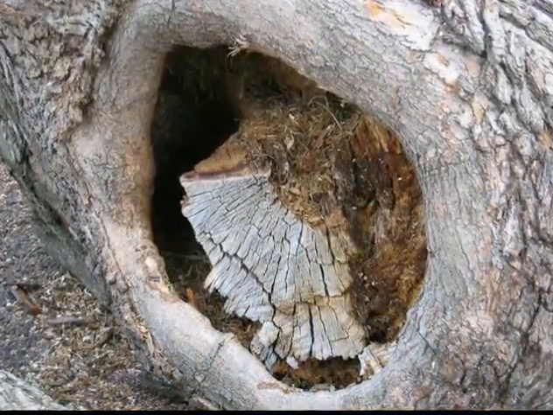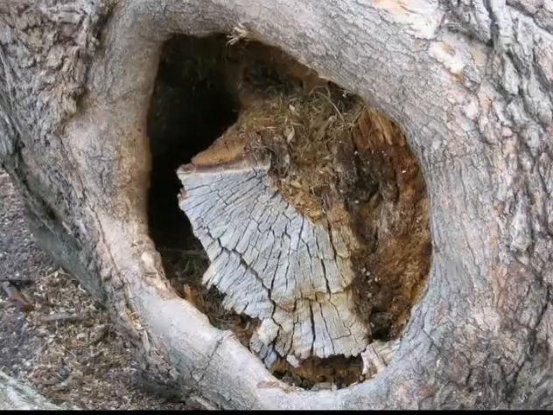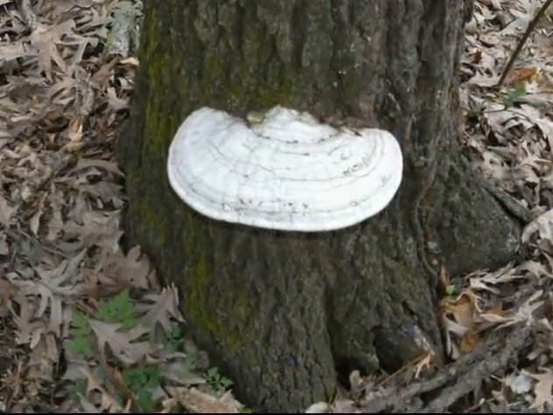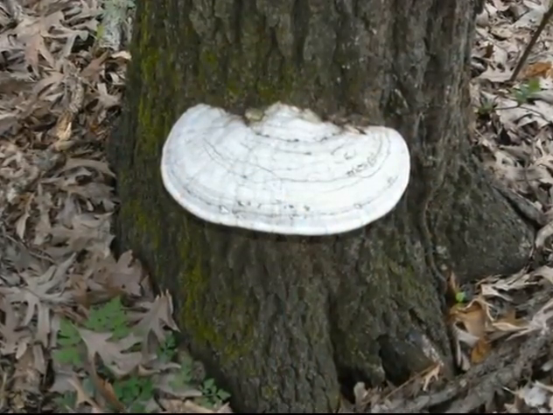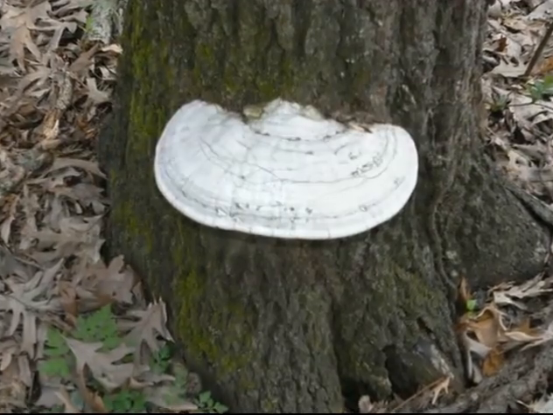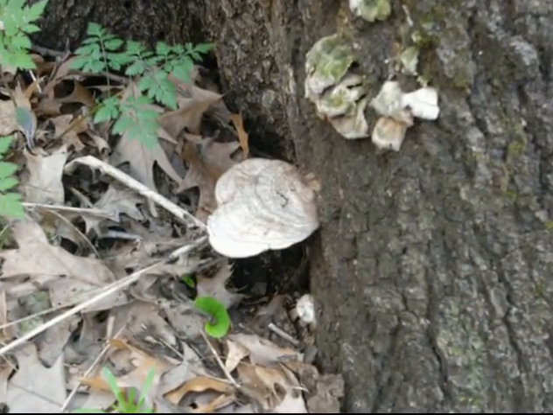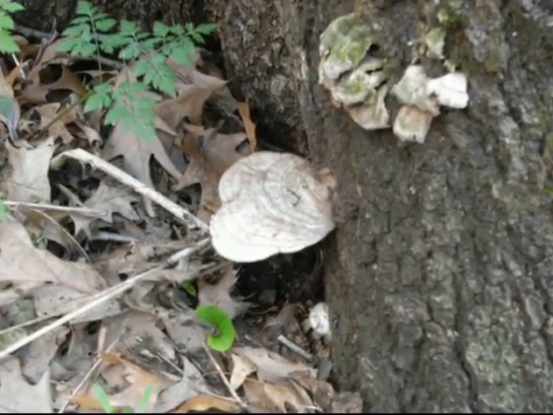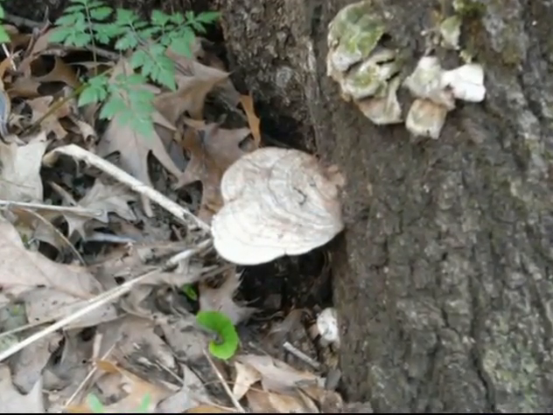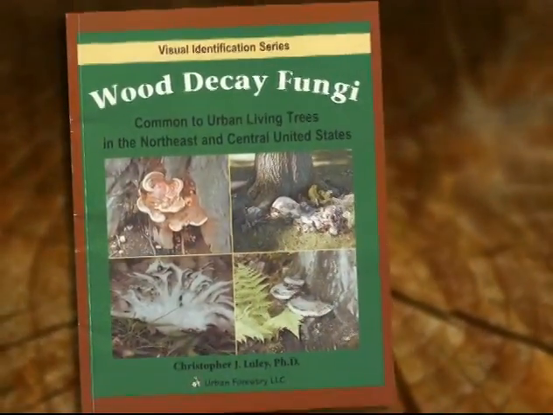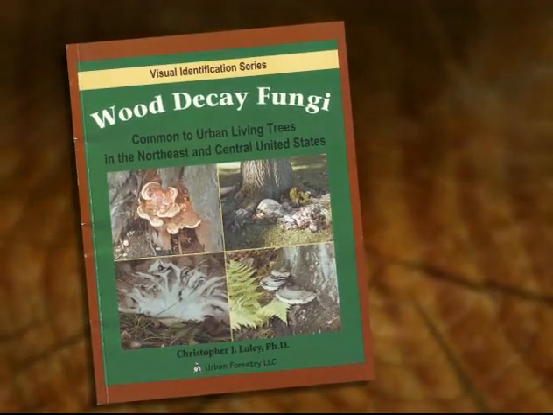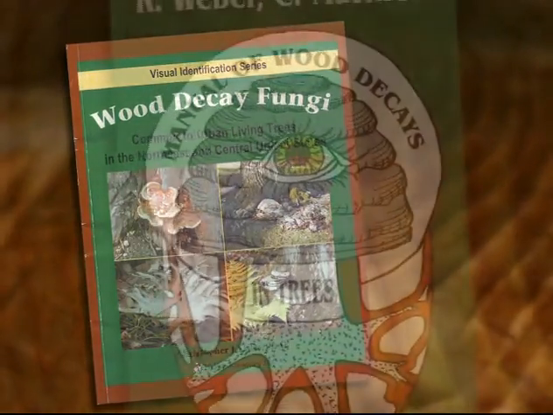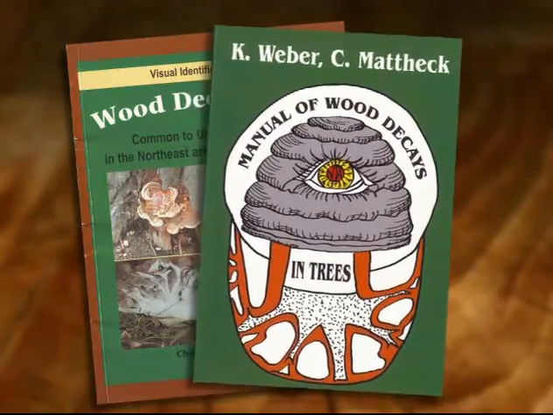Other external indicators of decay include open cavities. Fungal fruiting bodies are a sign of the presence of wood decay fungi. They present the opportunity to identify the species of fungus and thereby know its significance and probable course of advancement. Examples of useful wood decay identification books include Wood Decay Fungi and Manual of Wood Decays.